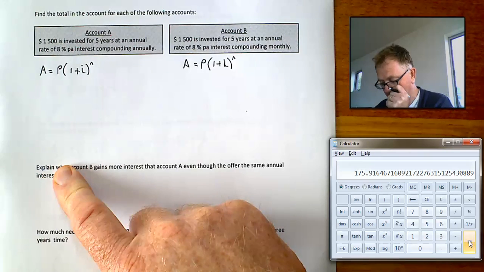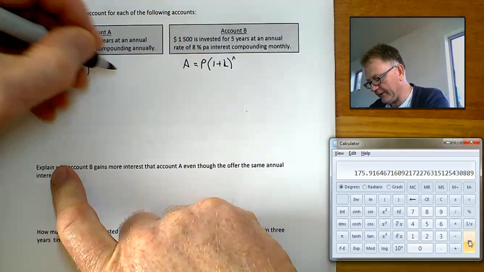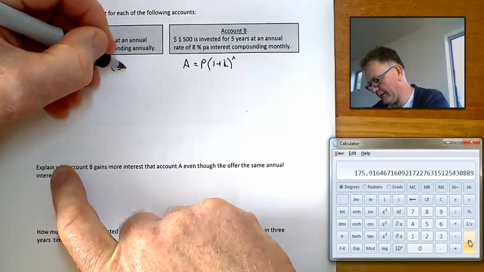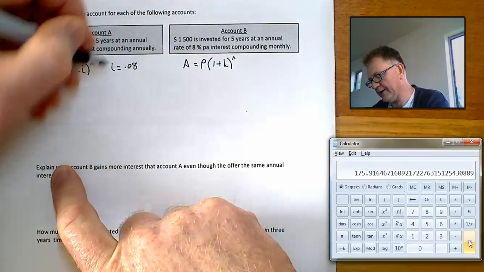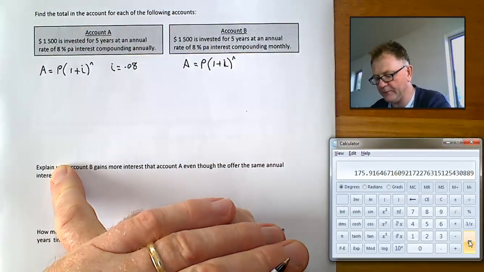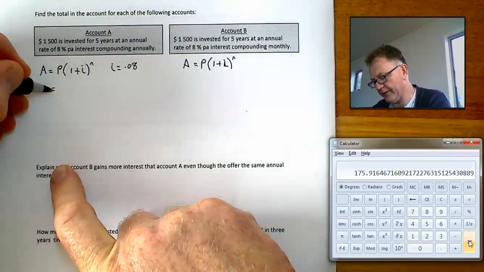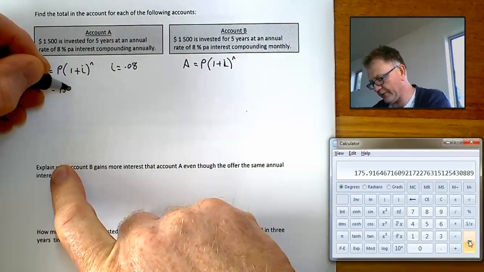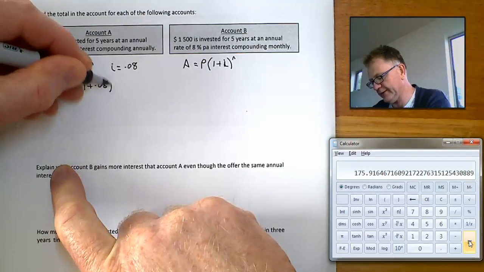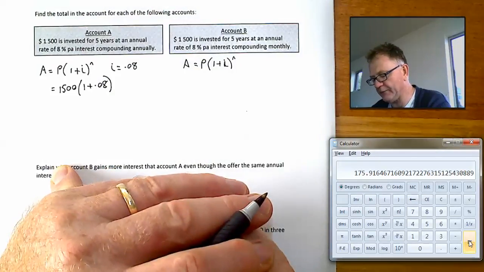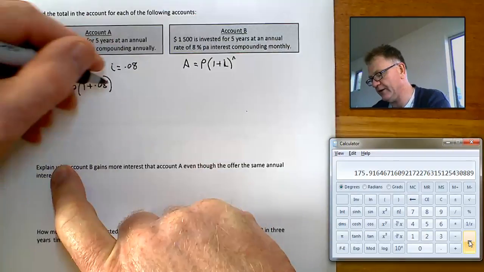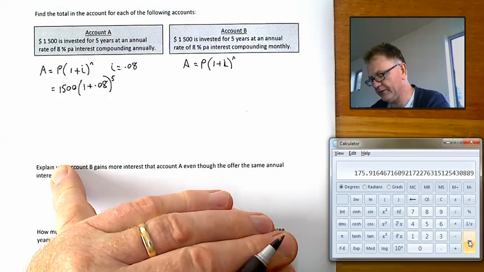So, the value of I in this case, well, it's 8% per year, 0.08, and as it's compounding annually, we don't have to adjust it. So if I want to work out the amount in the end, the investment was 1,500, 1 plus 0.08, and N is the number of times interest will be added in 5 years. It's being added only once every year. Interest will be added 5 times.